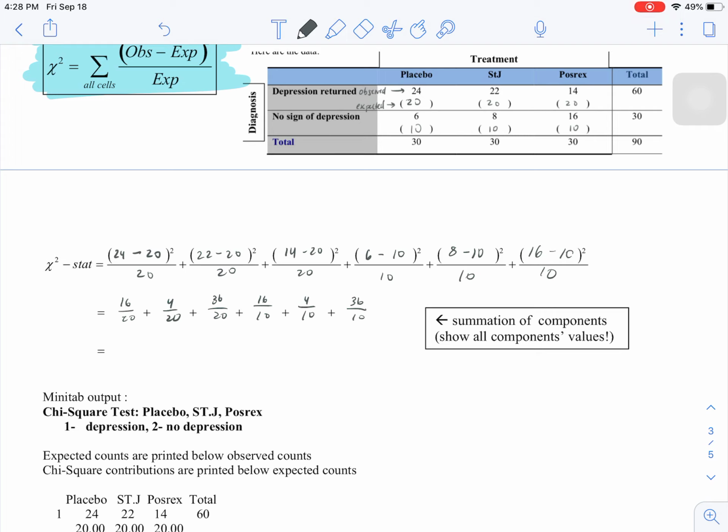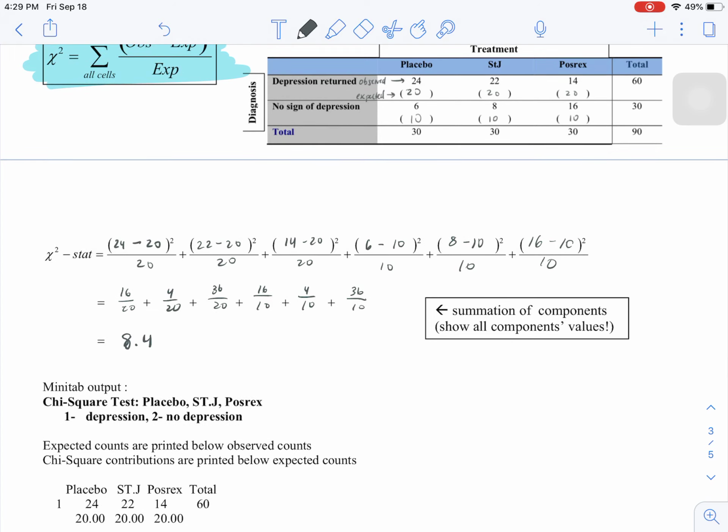So then if I plug this into my calculator, let me see what I get. I should get, for my final chi-squared value, 8.4. Okay, so now the question is, I've calculated my test statistic, found my chi-squared value. How do I use this number to make a decision about whether a claim is true or not?